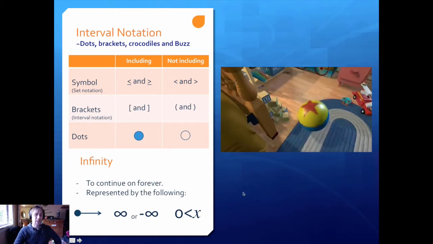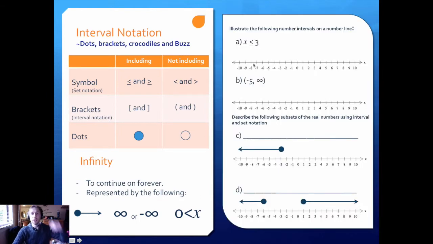Alright, let's have a look at this in action then. It says illustrate the following in number intervals on a number line. So x is less than or equal to 3. Of course it's going to start at 3, but the x values exist for anything less than or equal to 3, so it goes on forever down that way. So let's see how we make it look. Of course, coloured in dot, and then it goes on forever with the arrow as you can see.